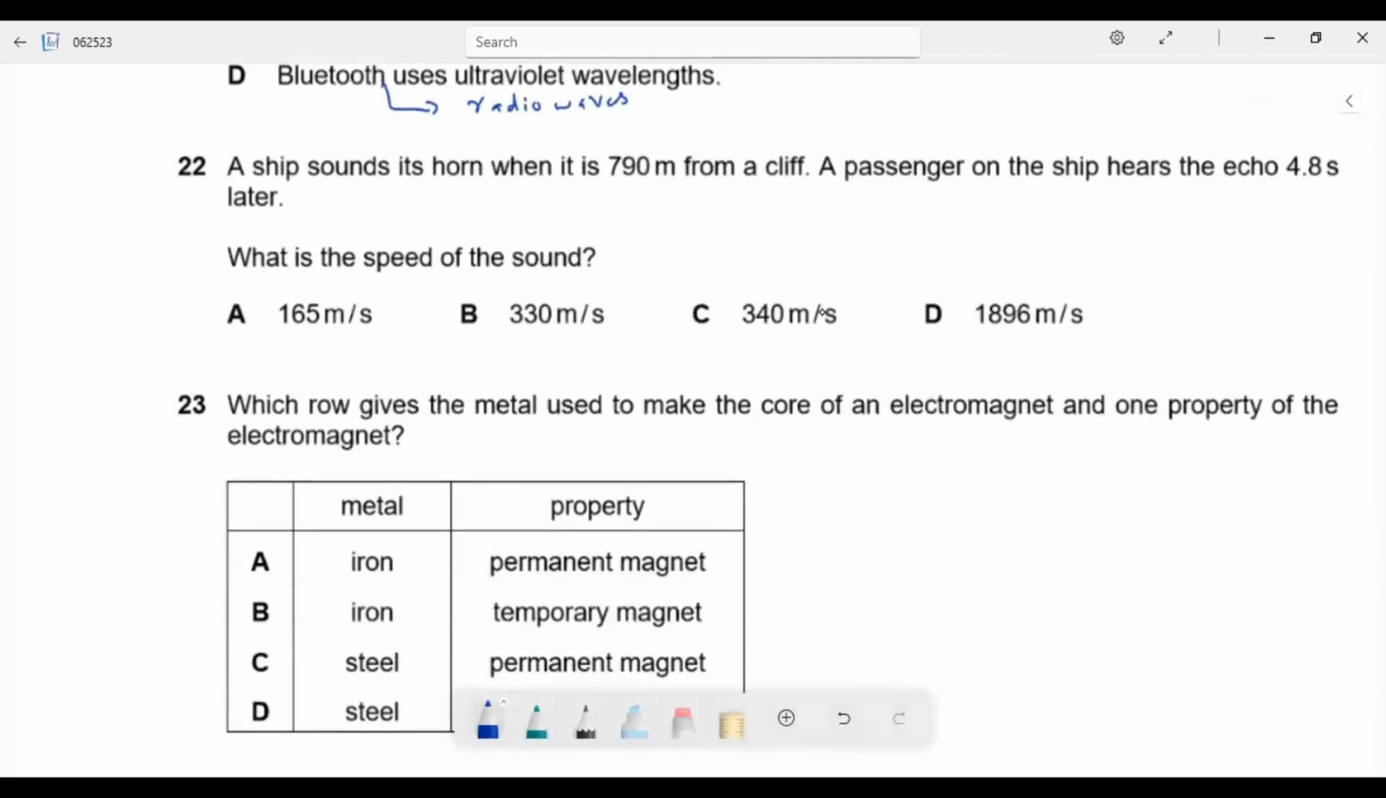A ship sounds its horn when it is 790 meters from a cliff. A passenger on the ship hears an echo 4.8 seconds later. What is the speed of the sound? So, for speed of sound when an echo is heard, we can write the equation as 2 times the distance divided by time. So, 2 times 790 meters divided by 4.8 seconds is equal to 329 meters per second. So, approximately it is 330. B is the right answer.